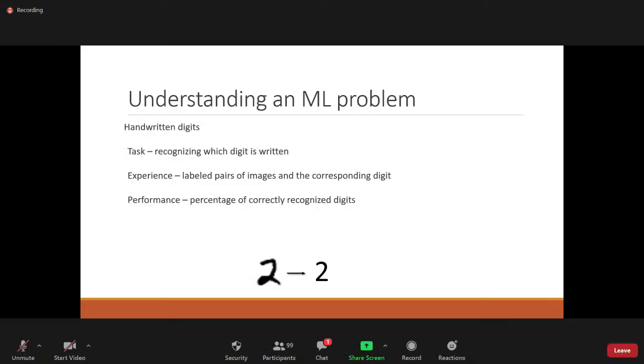So the ML problem here, we can break up into those three sections that I described earlier. So the task in this scenario is recognizing which digit is written. The experience is the labeled pairs of images and the corresponding digit. The performance is the percentage of correctly recognized digits. So when we look at this from a machine learning perspective, we can identify these three parts of the machine learning problem to better understand how to solve it. As long as we know that we need to basically identify a handwritten digit as a digital digit using the experience, which are the given paired labels, and we need to improve the performance by increasing the percentage of correctly recognized digits, we can then move on to approaching how to solve this problem.